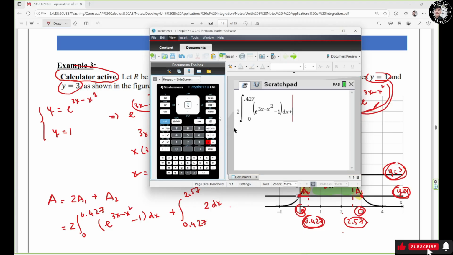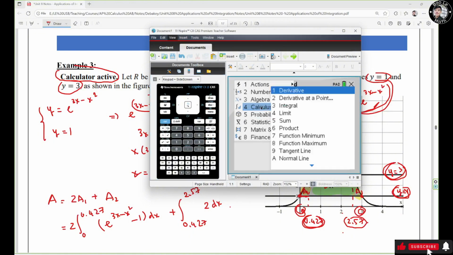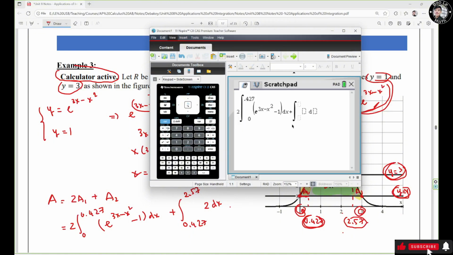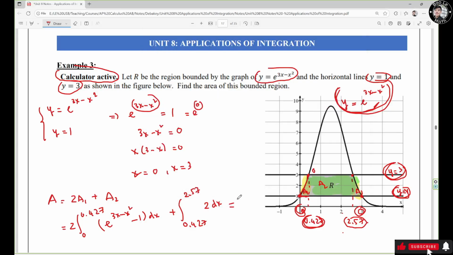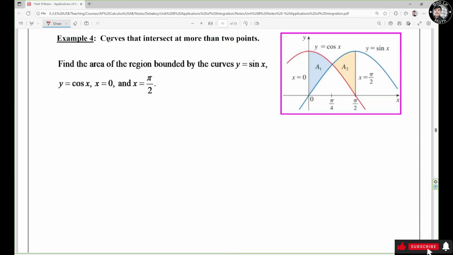Plus menu, calculus, integral from 0.427 to 2.57 of 2 ds. Hit enter. The answer is 5.03391. So this one equals 5.03391. Now let's move on to example number 4.